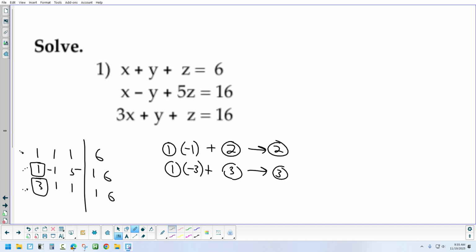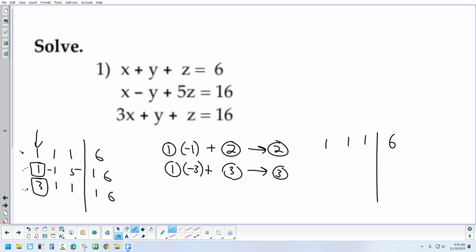What's happening to the first row? It's staying the same. 1, 1, 1, 6. Once you get a 1 in this spot right here, you are done with row 1 the rest of the problem. You cannot ever change it again. All right, so 1, 1, 1, 6, we're going to copy that down a bunch of times.